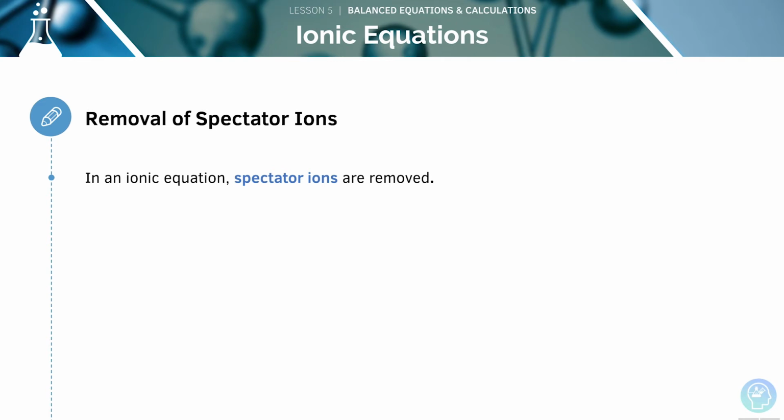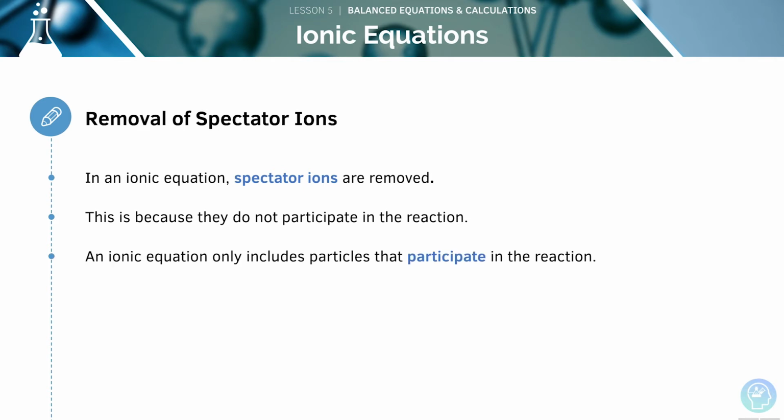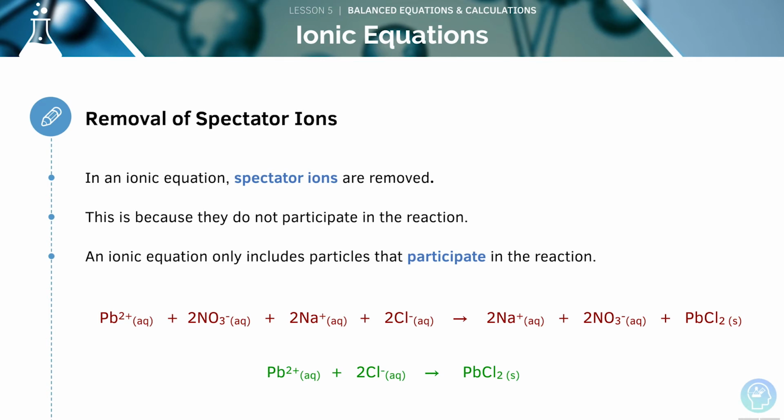Now let's look at spectator ions in the equation. Spectator ions are often removed from the ionic equation because they do not participate in the reaction. Usually, an ionic equation only includes particles that participate in the reaction. The red equation shown here is incorrect. The green is the correct ionic equation, since the spectator sodium ions have been removed, as have the two spectator nitrate ions.